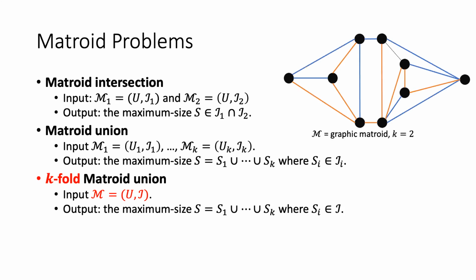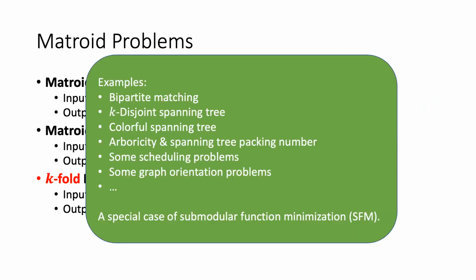So this will very naturally model the K-resource spanning tree problem. If we just set M to be the graphic matroid, then finding K spanning trees directly reduces to solving the K-fold matroid union problem on this graphic matroid. And there are many other problems which can be modeled by matroid intersection and matroid union. Another example will be colorful spanning trees. So now we have a graph, edges have color, and we want to find a spanning tree in which every edge has a distinct color.